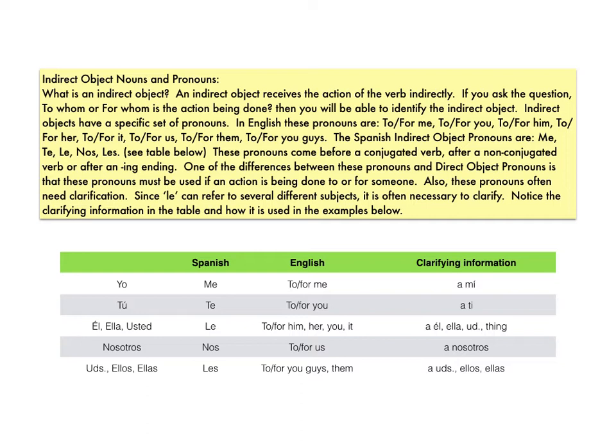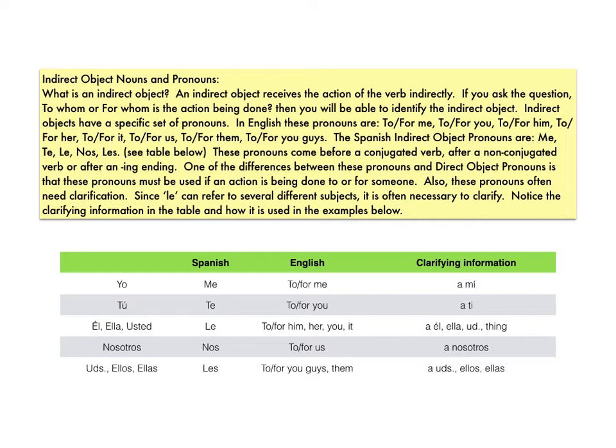Alright? So, me can mean to or for me, and it has a clarifier or clarifying information a mí. Te expresses to or for you, and its clarifying information is a ti. Le can express to or for him, to or for her, to or for you, or to or for it. And because le can refer to so many different things, the clarifying information for le is important. Because a él clarifies or lets us know that le is expressing to or for him. If we say a ella, we know that le is referring to or expressing to or for her.